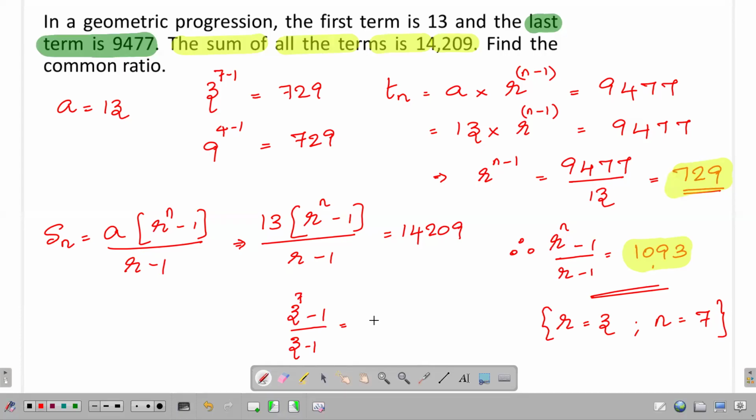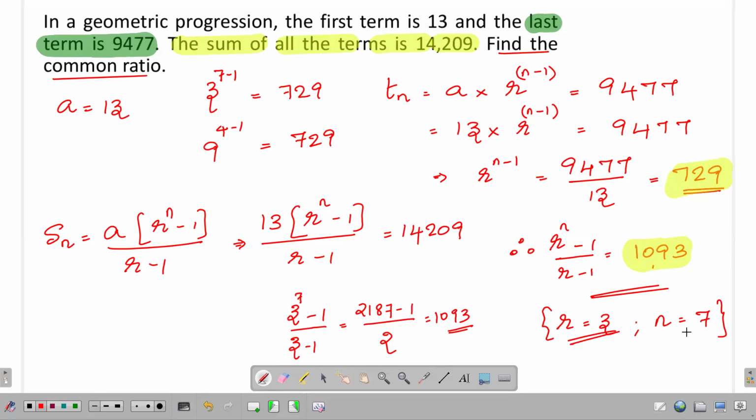I just checked it. 3 power 7 is 2187, minus 1 is 2186, upon 3 minus 1 which is 2. So 2186 divided by 2, when you do, you can say this will come as 1093. It beautifully satisfies the condition that r is 3 and n is 7. It all happens because I am somewhat comfortable with powers of numbers. So just by going in this manner, you are asked to find the common ratio. What is our answer? The common ratio, I know it is 3.